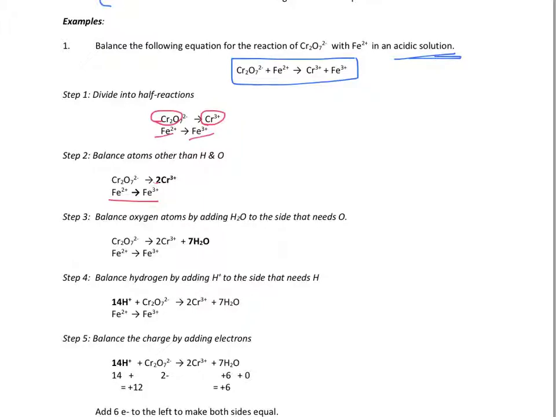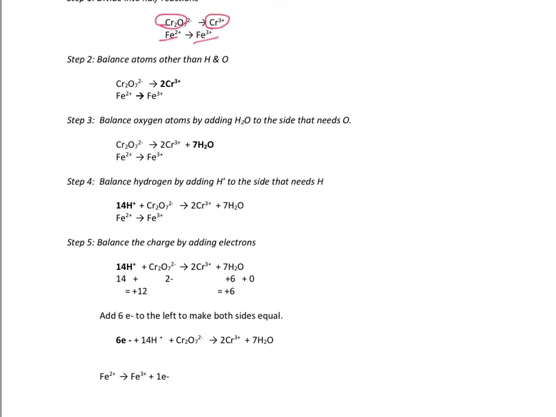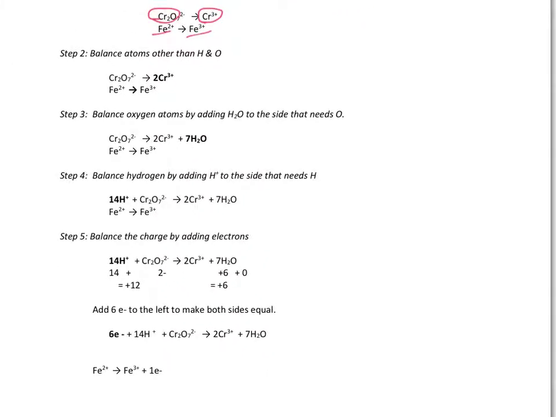In step number 3, we need to balance for the oxygens by adding water to the opposite side. If I look at the first half reaction, you should notice that I have 7 oxygens on the reactant side. Therefore, I need to add 7 waters to the opposite side. So then I have 7 oxygens and 7 oxygens. That's balanced out. There's no oxygens in the second half reaction, so I don't need to worry about that one.